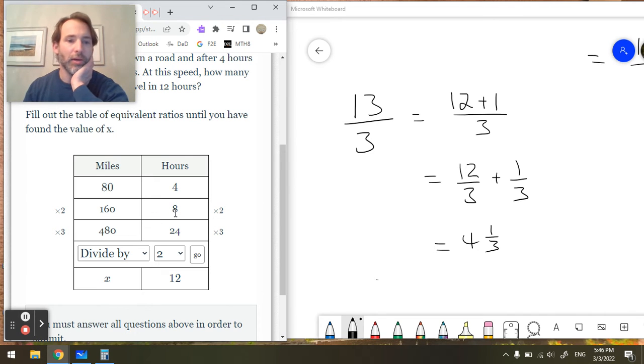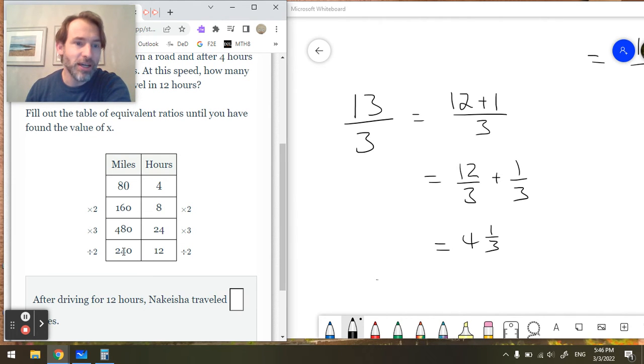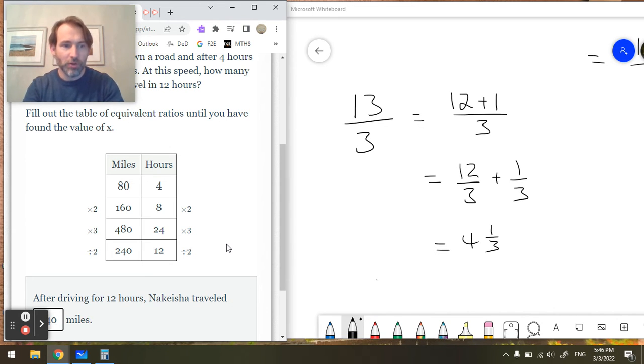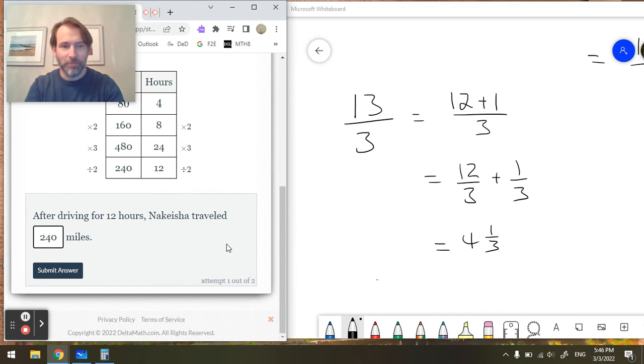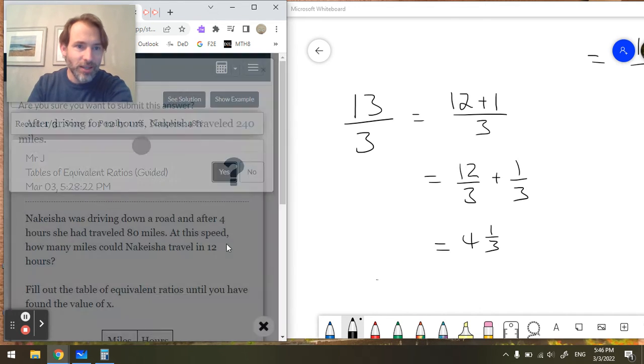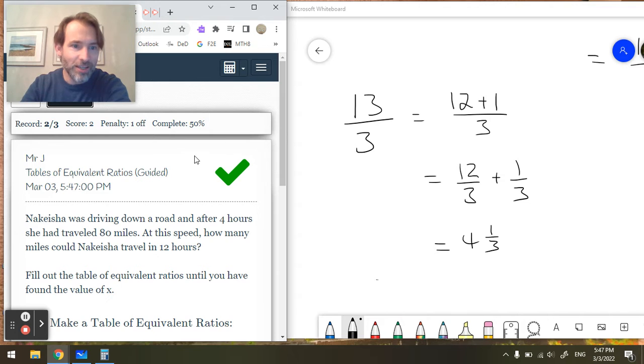So, yeah, we multiplied by 3 and we got a full day of travel. She does 480 miles in a day. So let's divide by 2, go. And we find that she would go 240 miles in half of that time. Oh, and I think I mentioned that number before. So after driving for 12 hours, Nakisha traveled 240 miles. There it is there. Boom. Yes, I want to submit that answer.